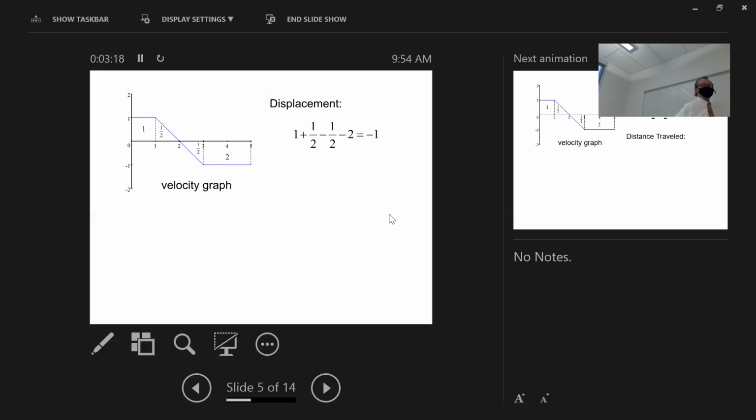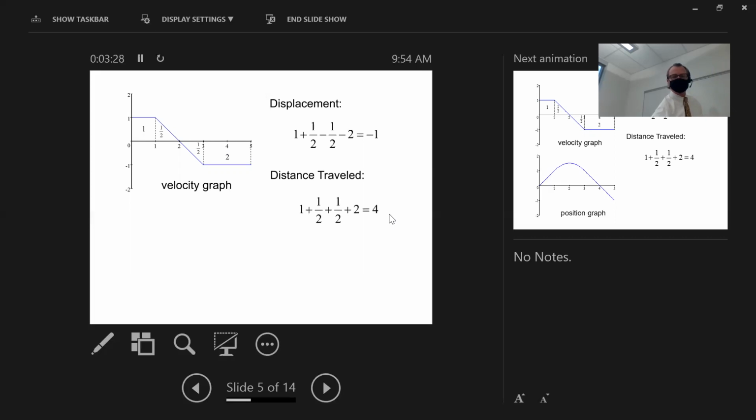Because there's more area below the x-axis than above by a magnitude of 1. Distance traveled, you would take this area down here and reflect it over the x-axis. Yeah, that's what you would do. You don't have to do it. You just add them up. The negatives don't work against the positives for total distance when you take the area of the velocity curve.